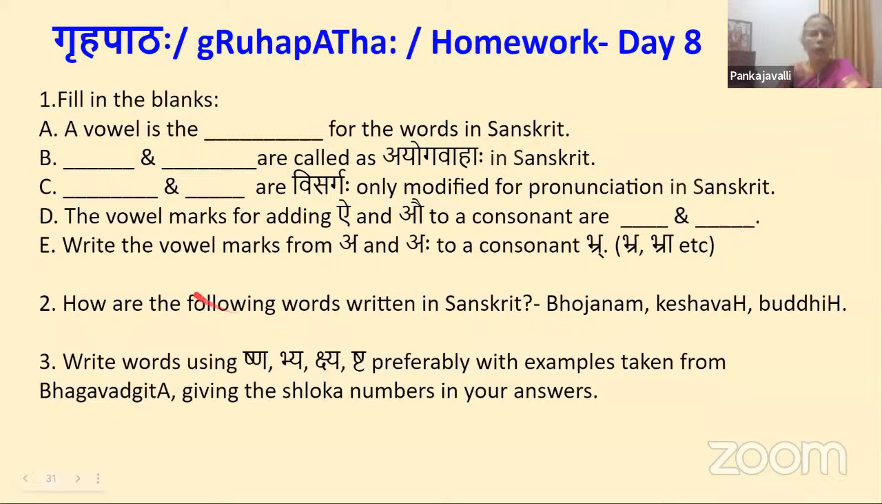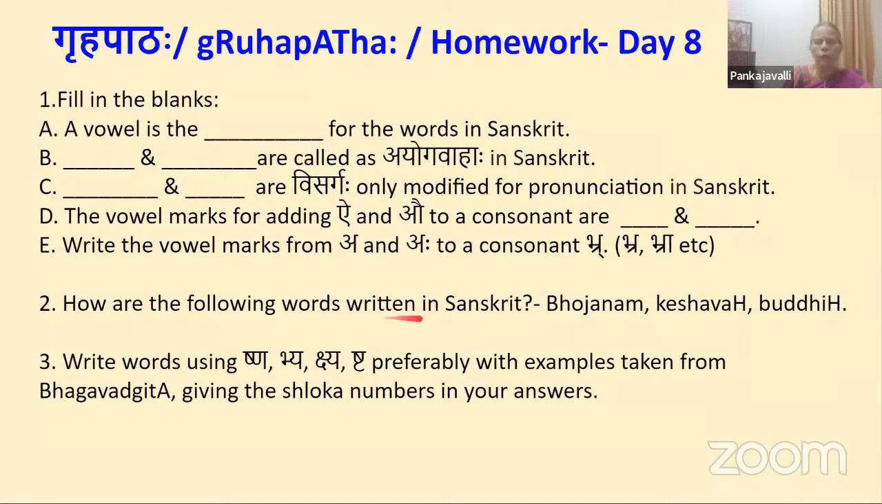And the vowel marks for A to AHA for BRA: bra, bra, bri, bri, bru, bru, bre, brai, bro, brau, bram, braha. You must write up to aha.